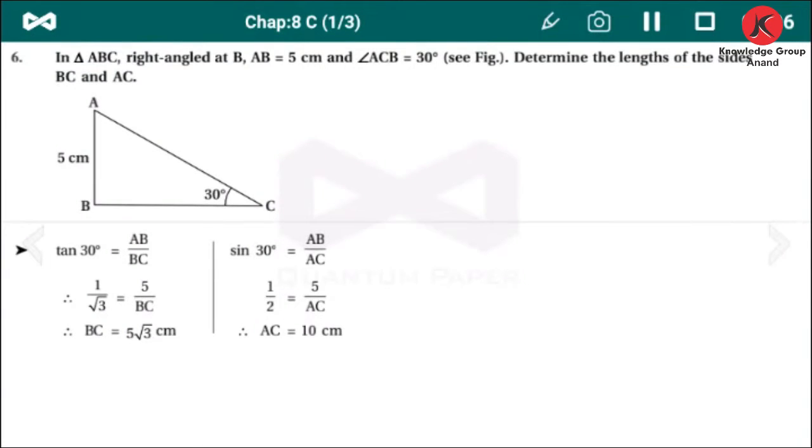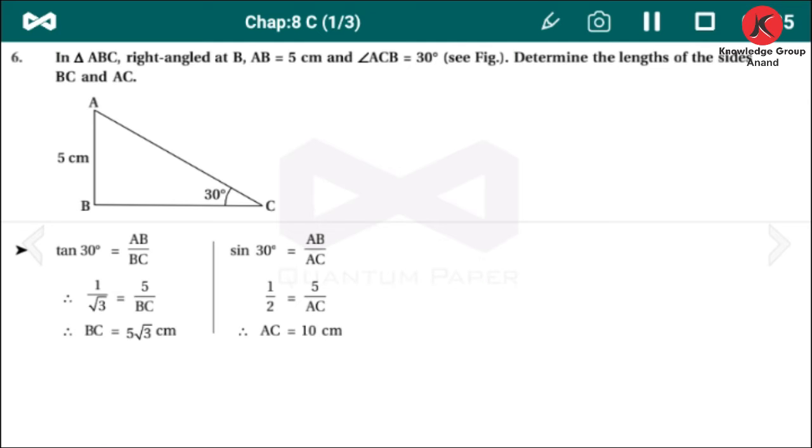Example number 6. In triangle ABC, right angle at B. AB is equal to 5 cm and angle ACB is equal to 30 degrees. Determine the length of sides BC and AC.